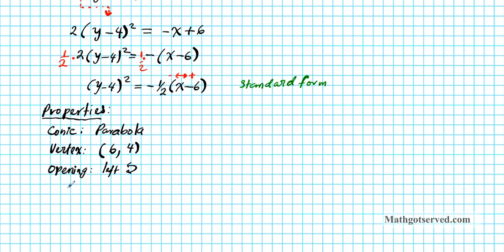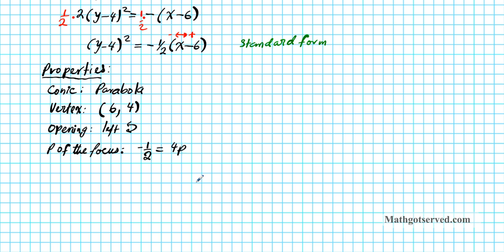Now next thing we want to find is p of the focus. To find p of the focus, we're going to set the coefficient of the factored unsquared quantity, -1/2, equal to 4p. We solve this for p, and that will give us what p of the focus is. Remember the formula, a is equal to 4p, where a is the coefficient of the unsquared quantity. Now let's isolate p here. To isolate p, I can simply multiply both sides of this equation by 1/4, as opposed to dividing by 4, which will not look too nice. Multiply by 1/4 on both sides, and then we'll have p equals -1/8.